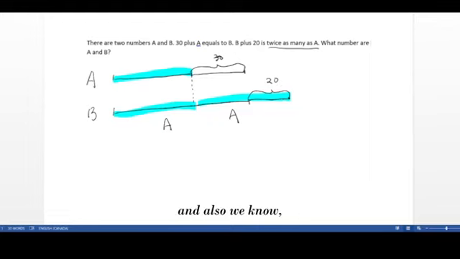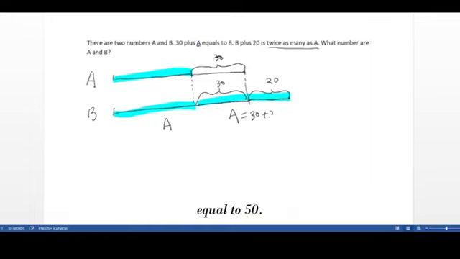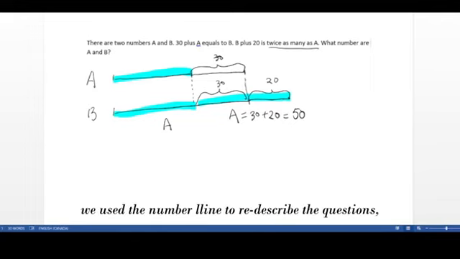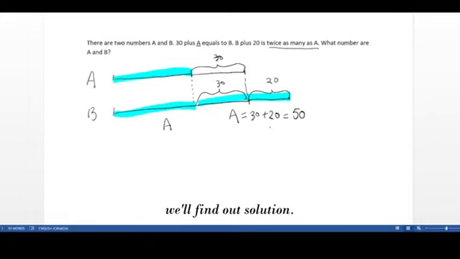And also we know this part is 30. That means A is just going to be 30 plus 20, equal to 50. I solved my problem. In this question, once again, we use the number line to re-describe the word problems, and by the time we finish using the number line to describe, we find our solution.